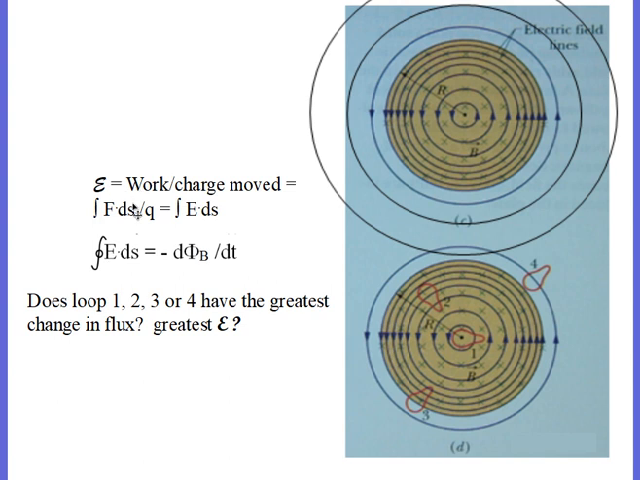Oh, here was a little development I was supposed to do to get you up to feeling comfortable with replacing EMF with that. All right, cool. So I would like you to answer this question. Who has the greatest change of flux? And who has the greatest EMF? And then also this question, I would like you to compare the EMF at 3 and at 4. Okay, that's the EMF around a loop.